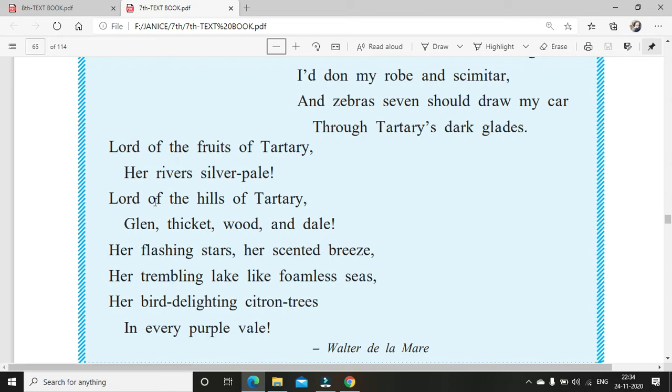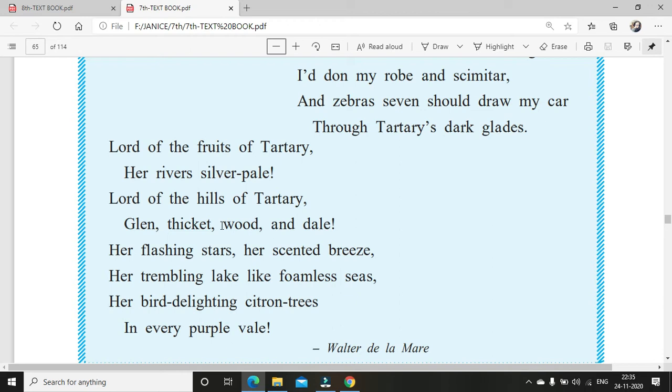And what is flowing through this river? And how is the river? It's like silver, pale in color like silver. So here this is a metaphor. Indirect comparison is made between the river and silver.